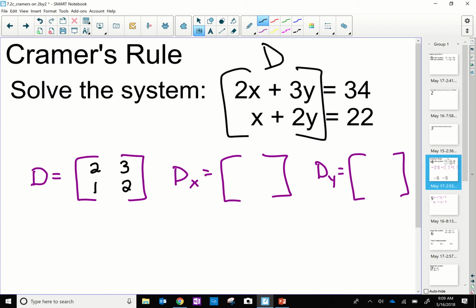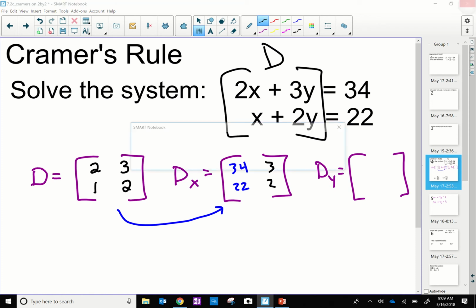Now, this D sub X matrix is going to be the same values, but some things are going to be moved out. Do you remember what it is? Is it going to be the X values with the 34 and the 22 instead of the 3 and the 2? It's going to be the reverse. You're going to replace the X values with the 34 and the 22. So it's going to be the same matrix we just had, but instead of 2 and 1, it's going to be 34 and 22, but then we're still going to have the 3 and the 2 for that. So for the dx matrix, you replace the x coefficients.